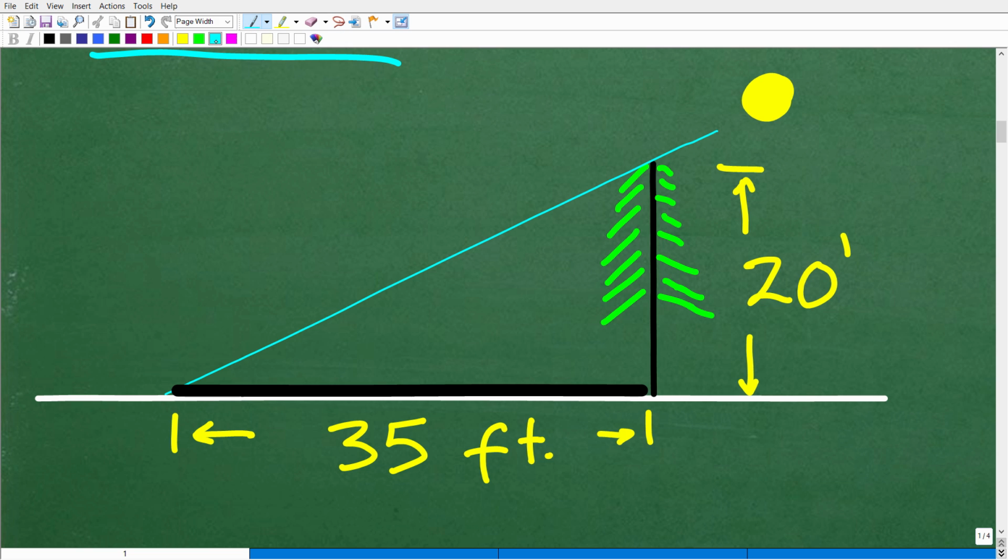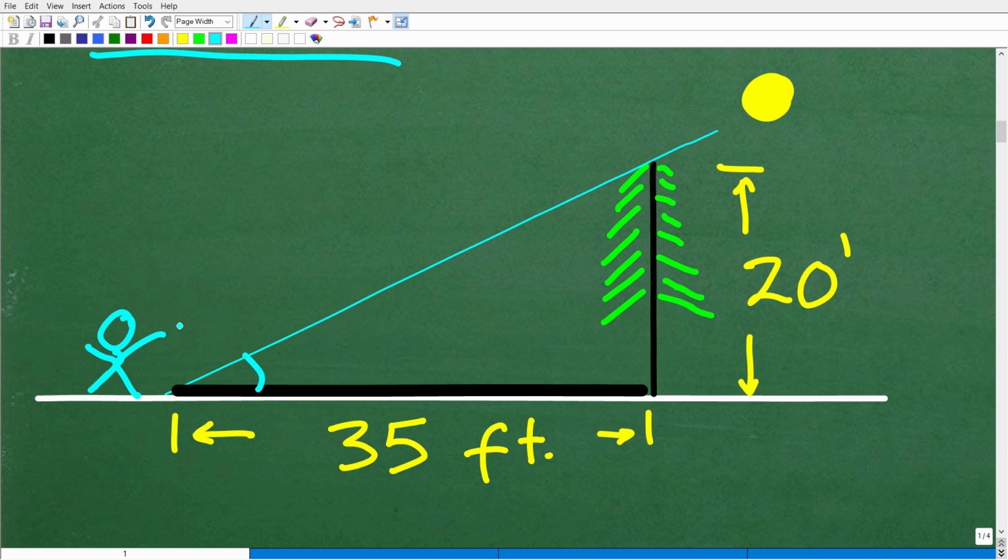But this angle right here, this is the angle of elevation. So let's suppose you are standing right here and you're talking to your friend and they say, hey, I'm just curious, how high is the sun in the sky? Okay. Well, what they're asking is what is the angle of elevation?